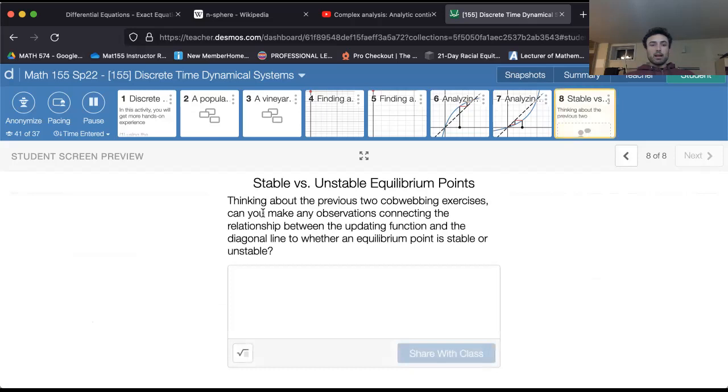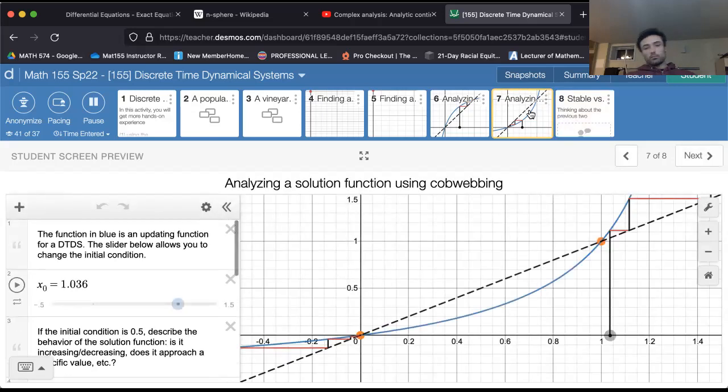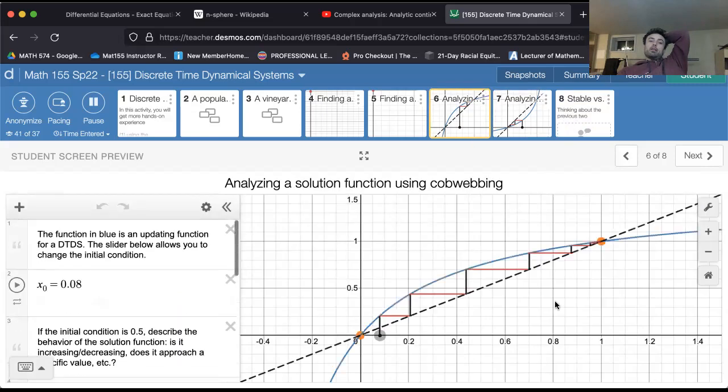All right, last tile, stable versus unstable equilibrium. Think about the previous 2 cobweb exercises. Can you make any observations connecting the relationship between the updating function and the diagonal line to whether an equilibrium is stable or unstable? Let's see. So here, my stable point is this one, and my unstable is here. Here, my stable point is this one, and my unstable is here. So it would be interesting to see all the different things that you all came up with. I know the answer ahead of time.